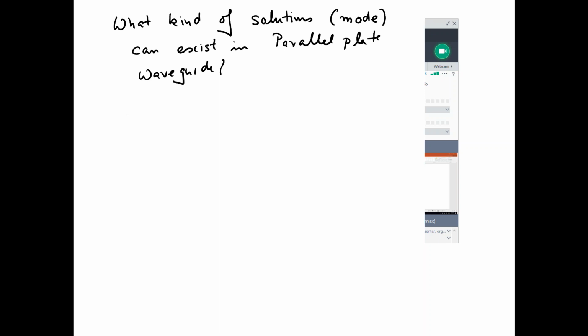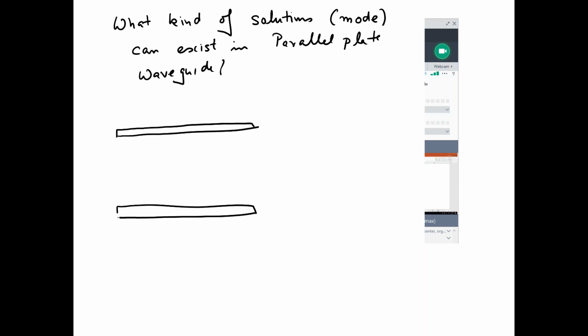Without doing maths, let's try to understand it physically. Without doing maths, what would happen? If I consider this parallel plane waveguide, we had said this was x direction, this was y direction, and the waveguide is coming in and out of the board, propagating in z direction.